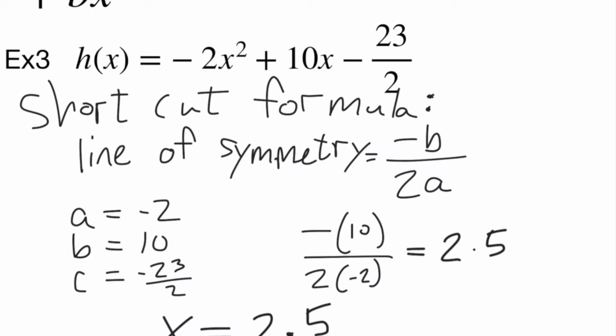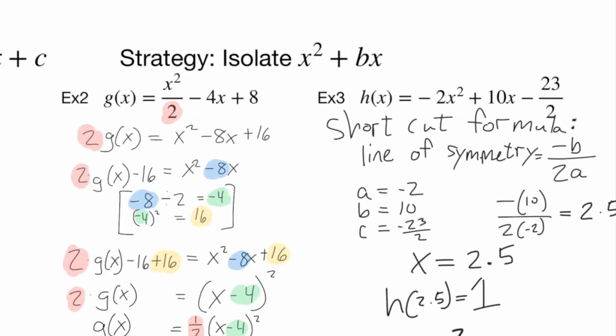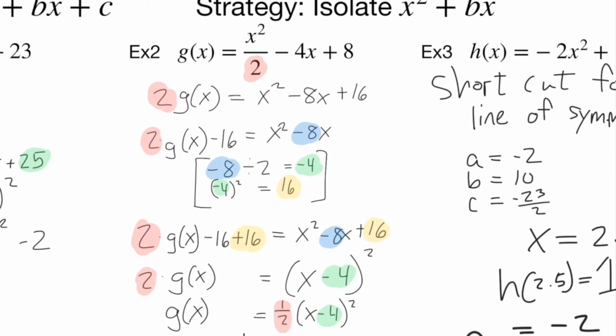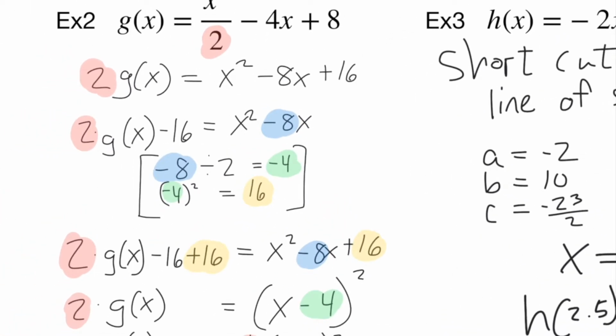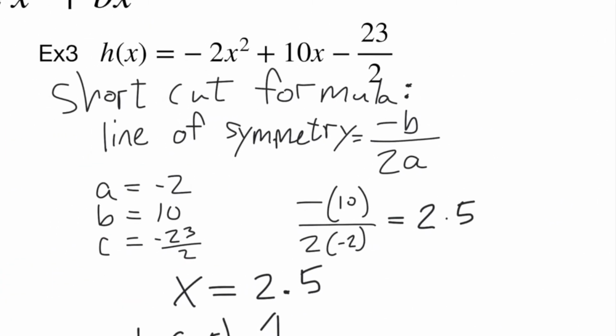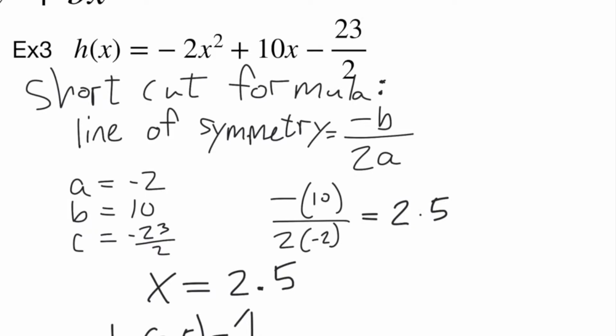The shortcut formula exists because you're always going to be doing the same set of steps in order to get to this value right here. This negative 4, it's always going to be doing this and doing this. And so why don't we just make a formula out of those same steps?